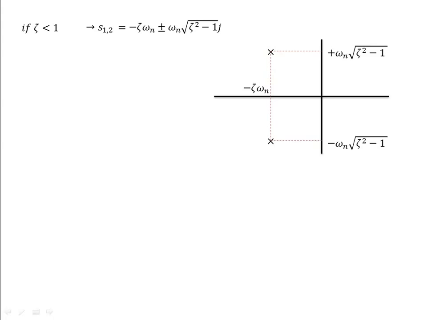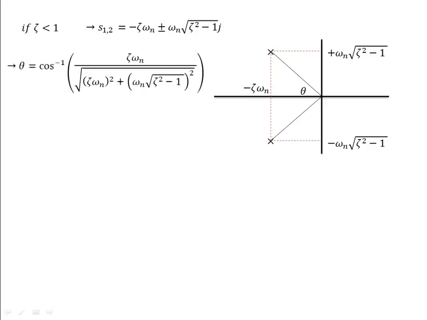Let's look at the angle between the real and imaginary parts of these poles. If we call this angle theta, the cosine of theta will be the real part, zeta omega n, over the length of this line. If we simplify this denominator further, we get theta equal to cosine inverse of zeta. So from this relation, you clearly see that the location of the poles is directly related to the damping ratio, and the length of the poles is related to omega n.